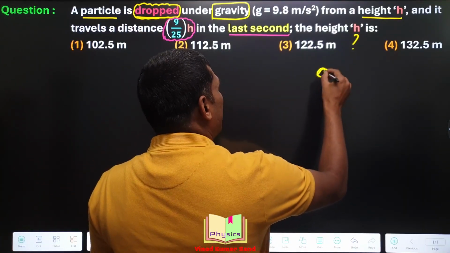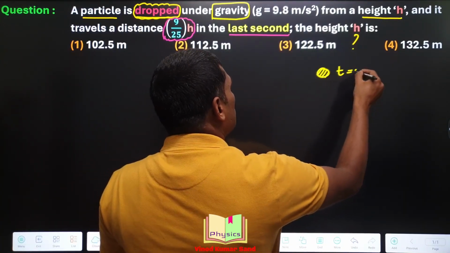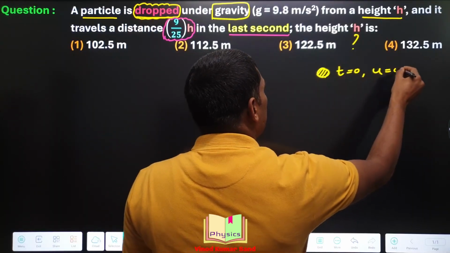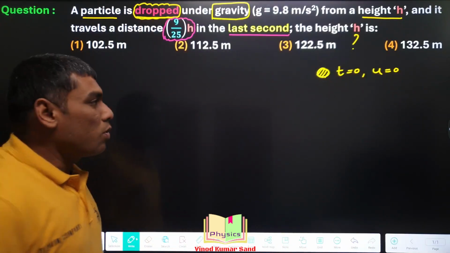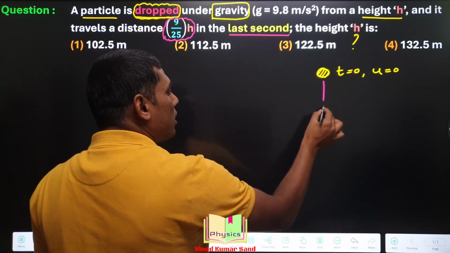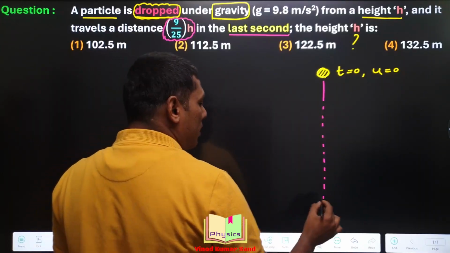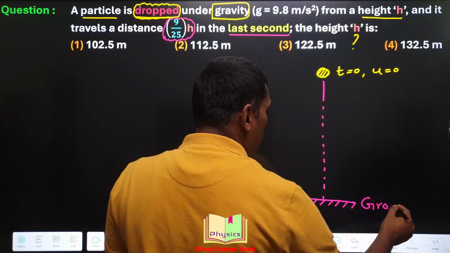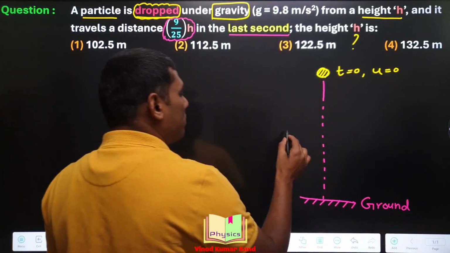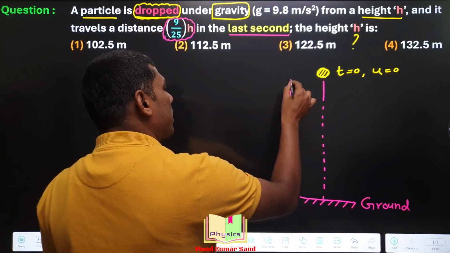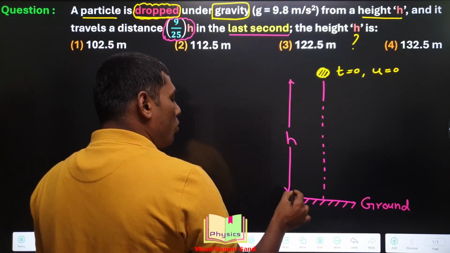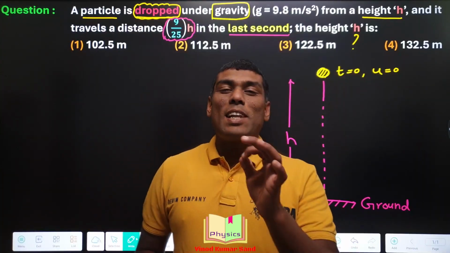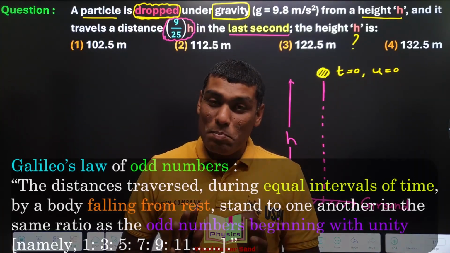Here is the particle. t is equal to 0. Its initial speed we consider as 0. It is released from rest. Initially, the particle was at a height h above the ground. This is the ground and the height here we consider as h. Agree? Now, we'll be using Galileo's law of odd numbers.